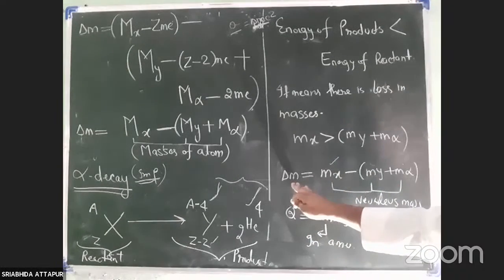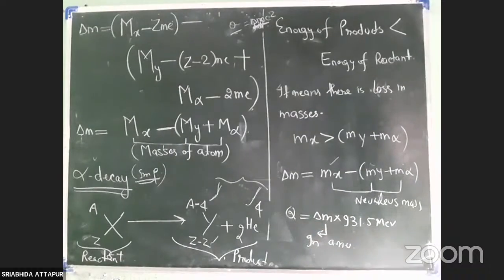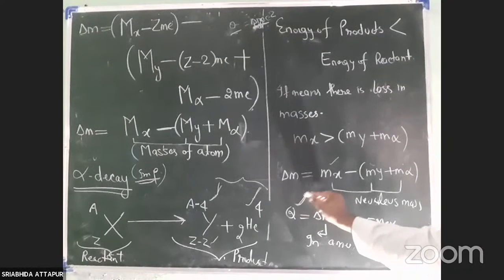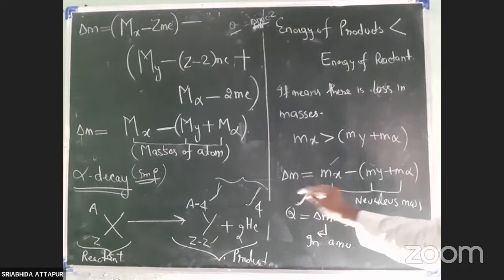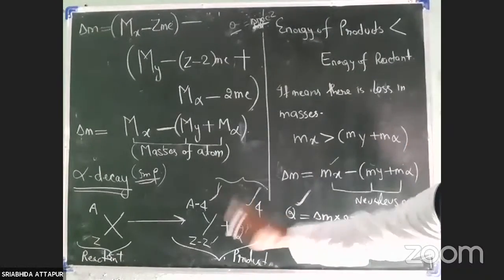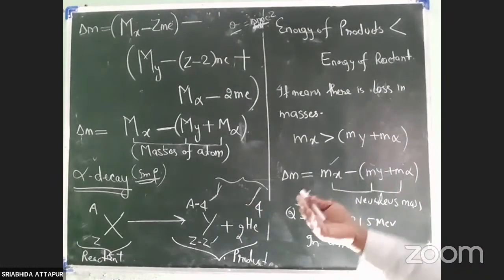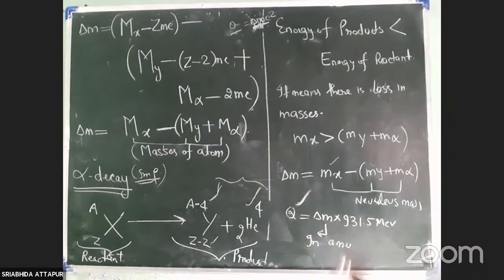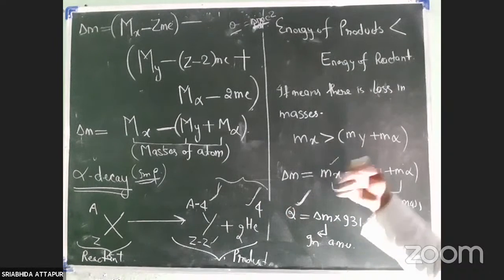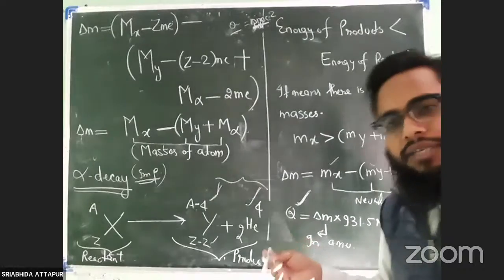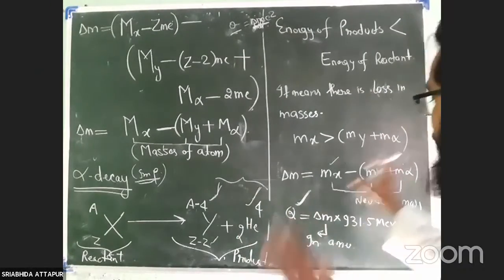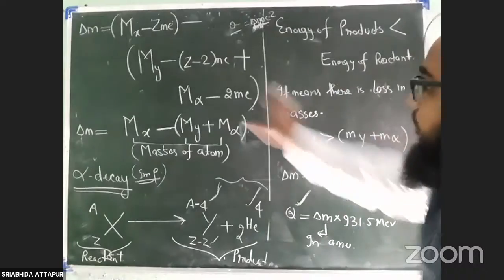When we get delta M, with the help of this, Q equals delta M into C square, with the formula we already got, so 931.5 mega electron volt. In that way, we can find how much energy will be released when this reaction takes place. How they will ask the question, I will discuss, but first you should know. Till now I said this derivation is not important for you, but please you should know how I am writing these things here.